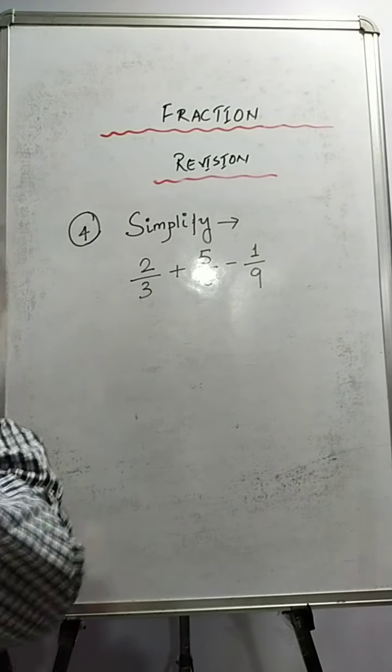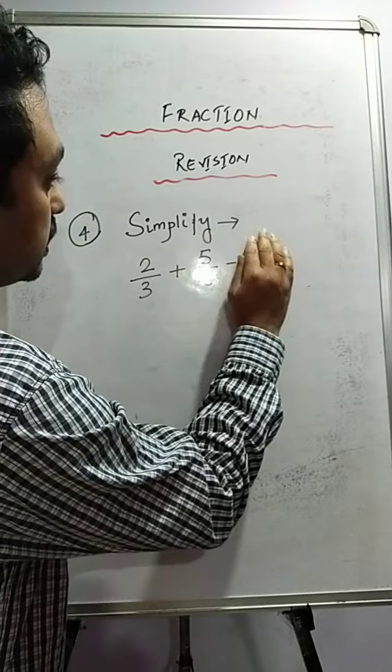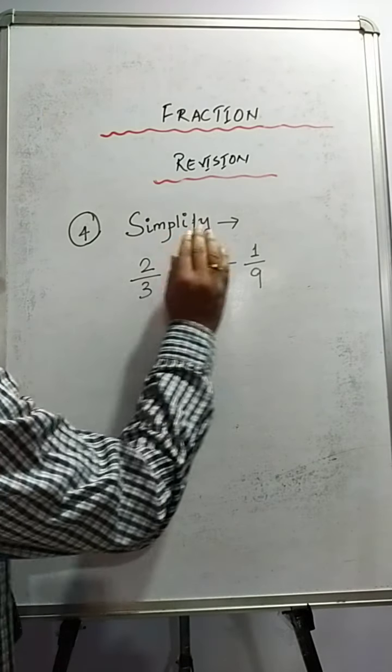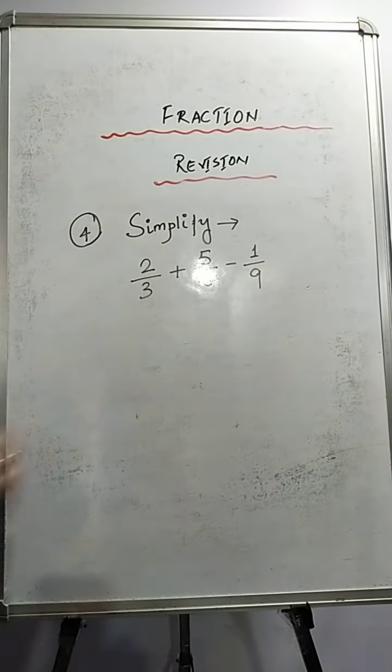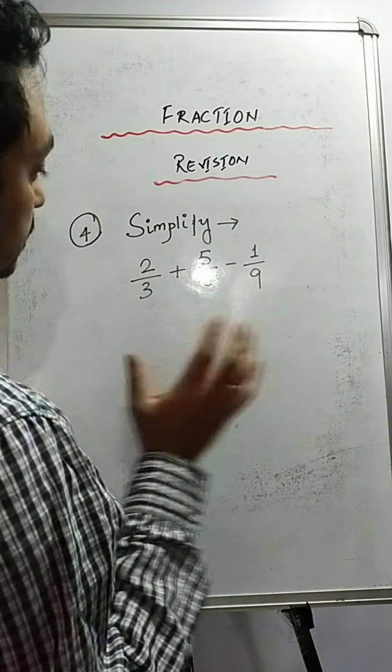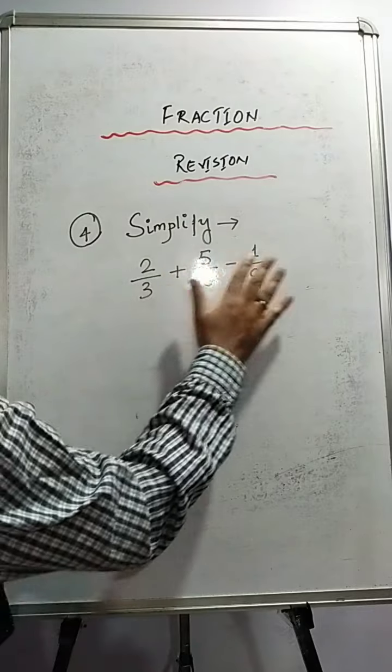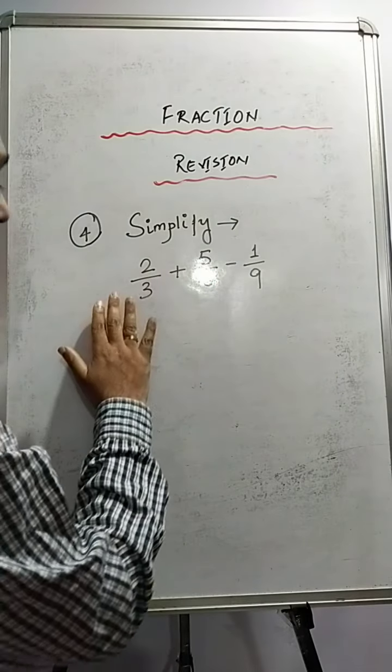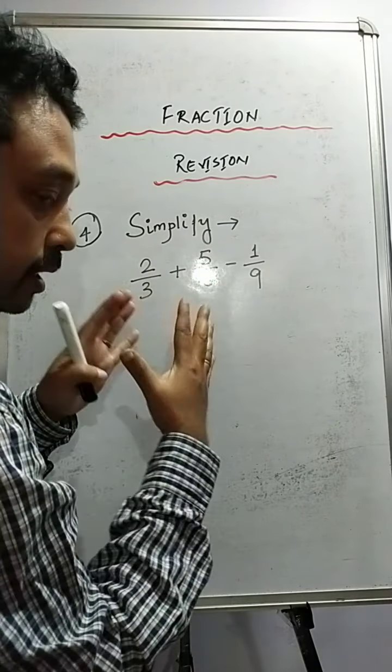Very, very important, students. Now you see there are 3 fractions given, not rational numbers. You have not studied rational numbers yet. So these are the 3 fractions. Now you have to add and then subtract. So what we have to do is take all those fractions together and solve it.